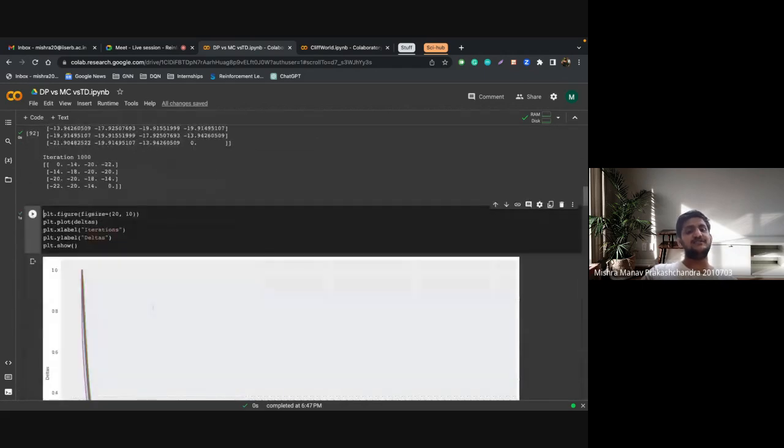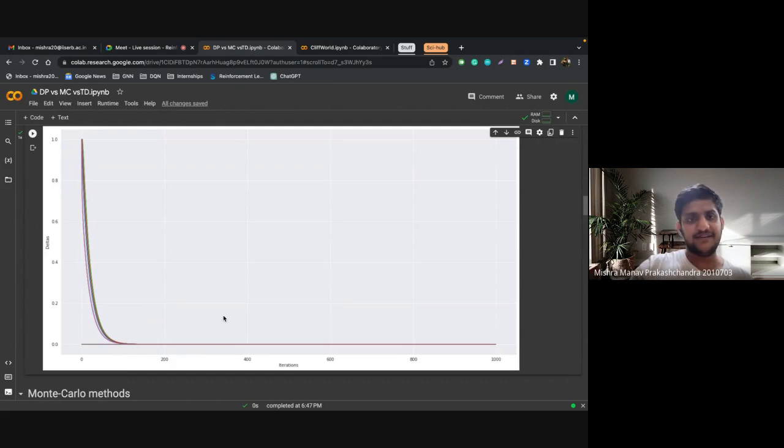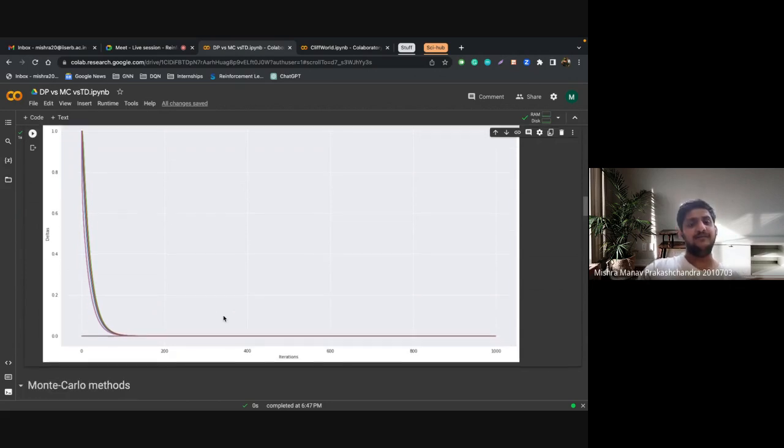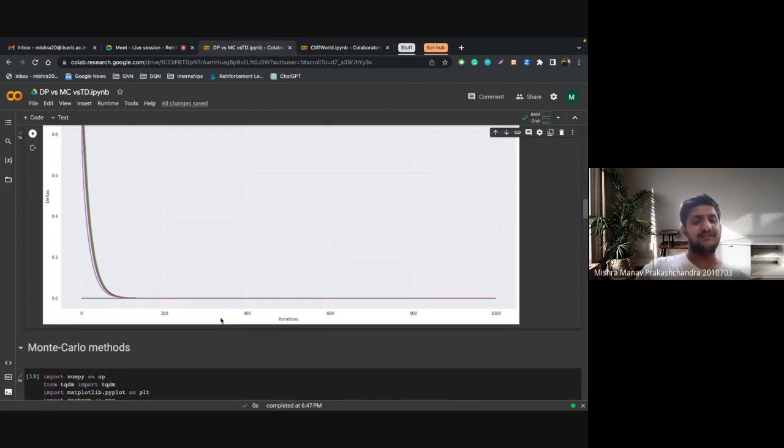After 100 iterations, this is how the plot of deltas versus the iteration looks. As we increase the number of iterations, the delta values basically become zero. So this is the strength of a dynamic programming method. Just keep that example in mind. Now we'll go to the Monte Carlo methods.